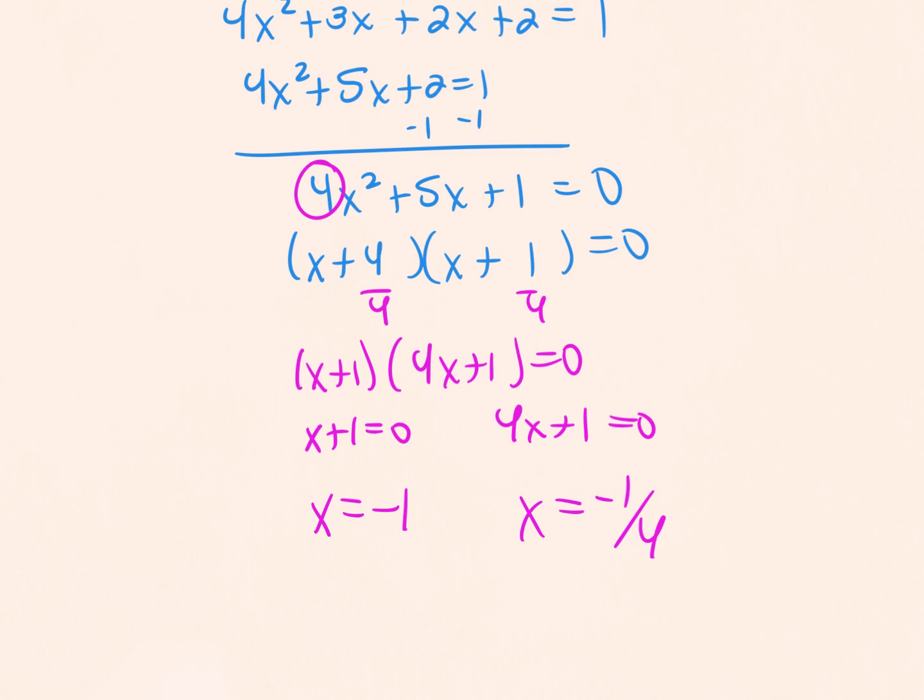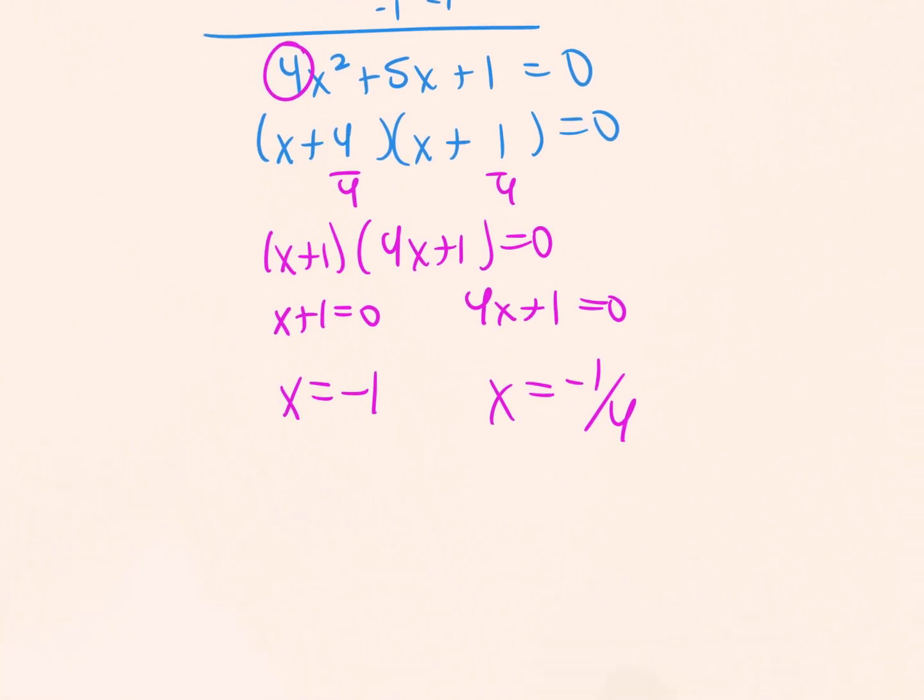Since 4x squared is equal to 2x and 2x, couldn't it have been 2x plus 1 and 2x? No, because the middle term has to be 5, and when you FOIL that out, the middle term would have been 4. Yeah, good thinking though. All right, so I just circle these and move on?